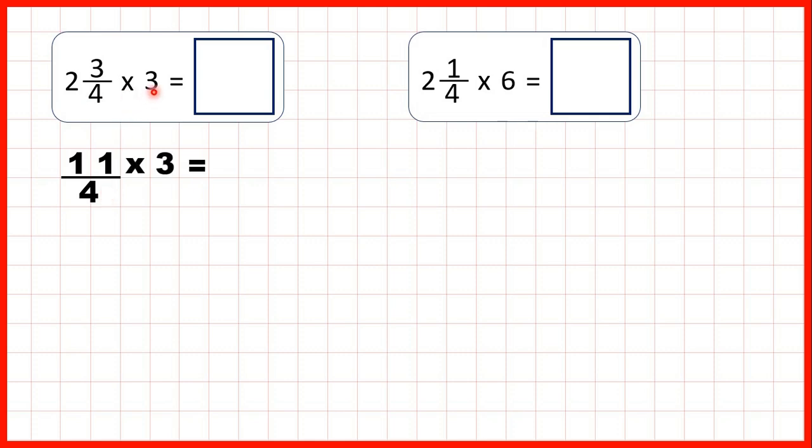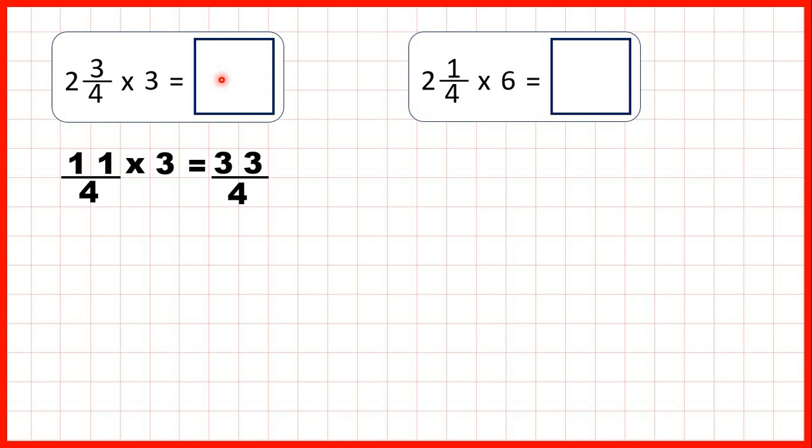Now we're multiplying by 3, but we need to remember that when we multiply a fraction by a whole number, we only multiply the numerator and the denominator stays the same. 11 times 3 is 33, and we still keep the 4 as our denominator. So, as an improper fraction, our answer is 33/4.